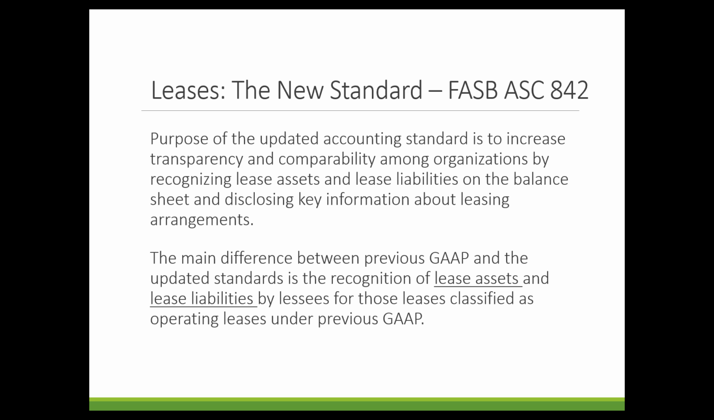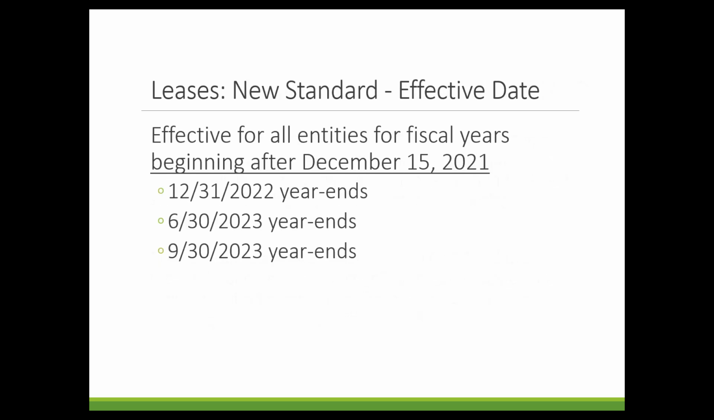For most nonprofit organizations, determining the effort necessary to implement the standard requires locating all of your leases. The effective date for all entities is fiscal years beginning after December 15th, 2021. That means entities with a 12/31/2022, 6/30/2023, and 9/30/2023 year end will implement this new standard from the start of the financial year. Early implementation is permitted.